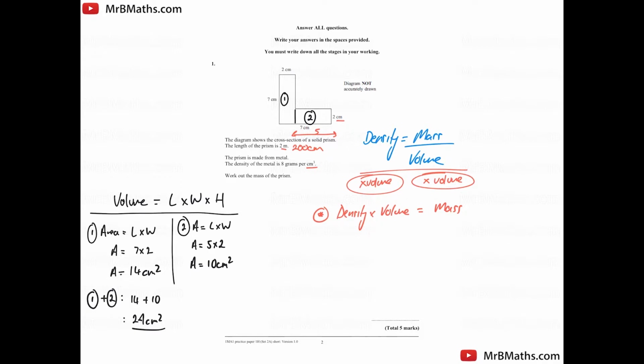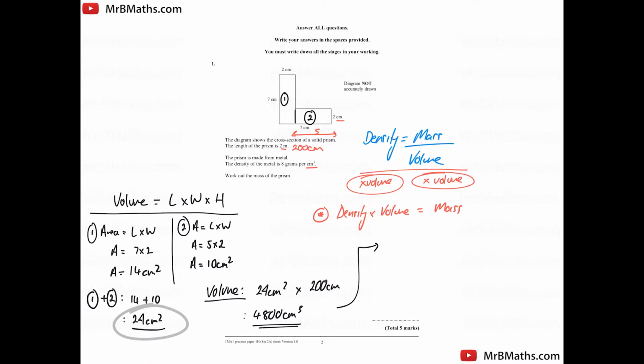We now need to go to depth of 200 centimeters, so therefore we take our cross-sectional area and times that by the depth, and that will give us our volume. So our volume will be 24 centimeters squared times 200 centimeters, which will give us 4,800 centimeters cubed.